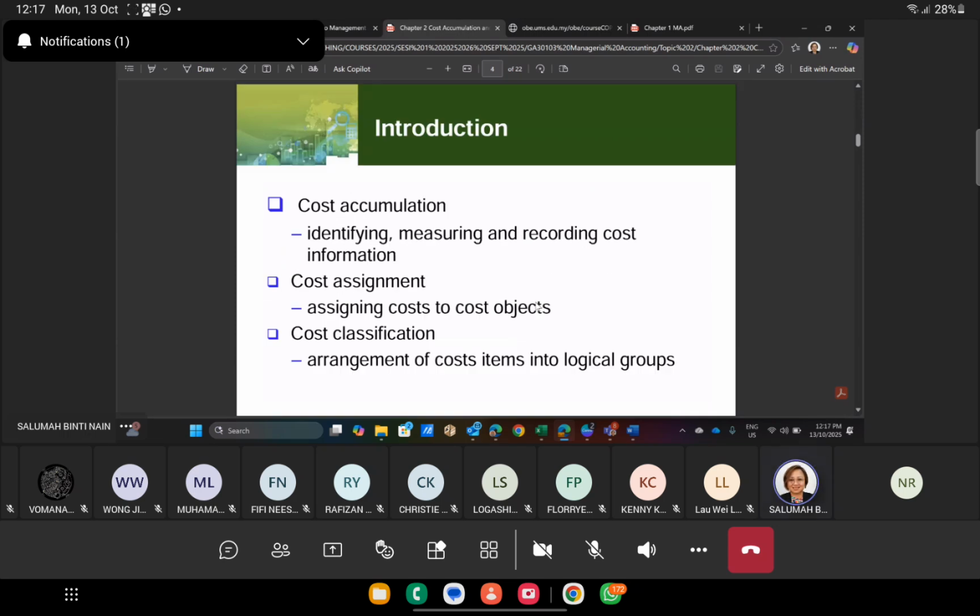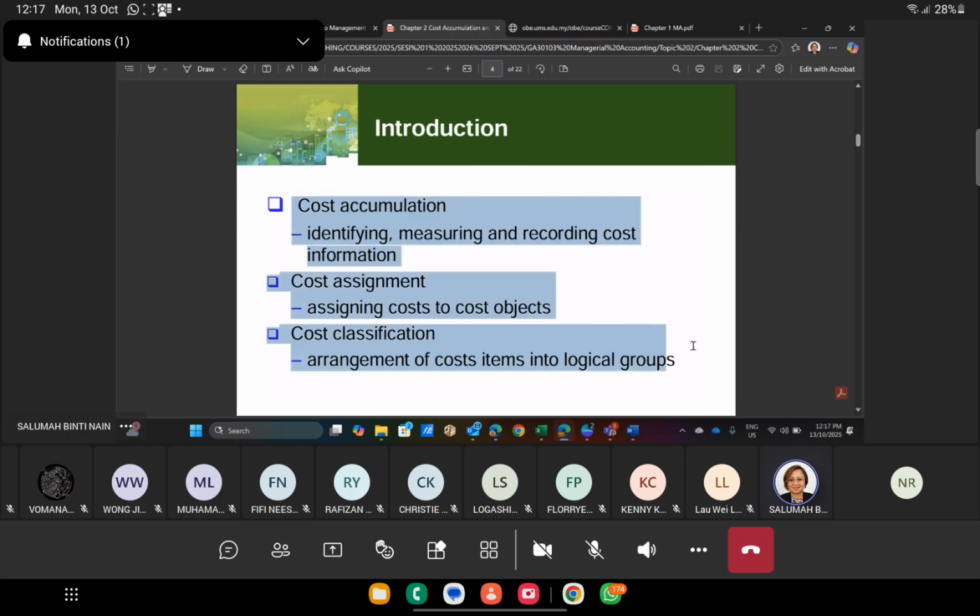Okay, what is actually cost accumulation, cost assignment, cost classification? Okay, so there are 3 terms here. That's why some of the books prefer chapter 2 as cost classification, and this book uses cost accumulation and cost assignment. But basically, they cover all of these 3 in that chapter.